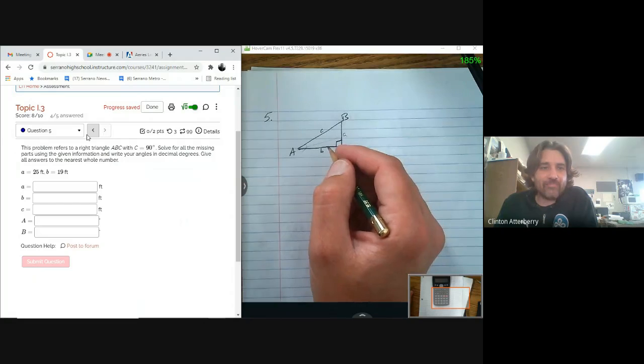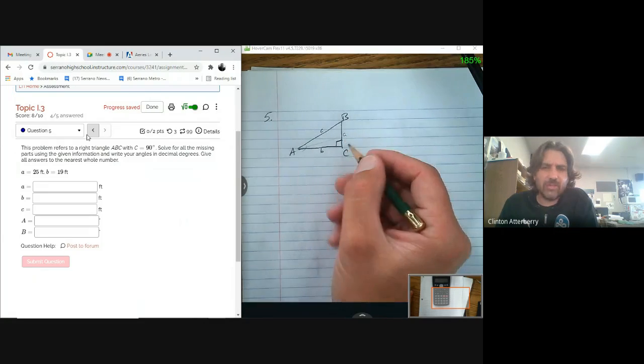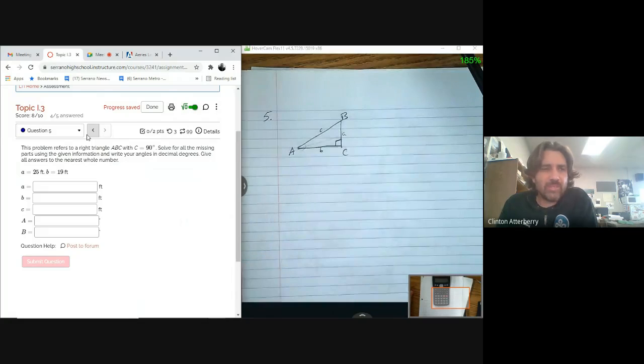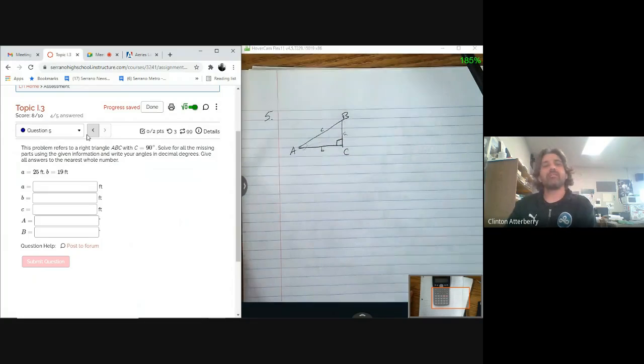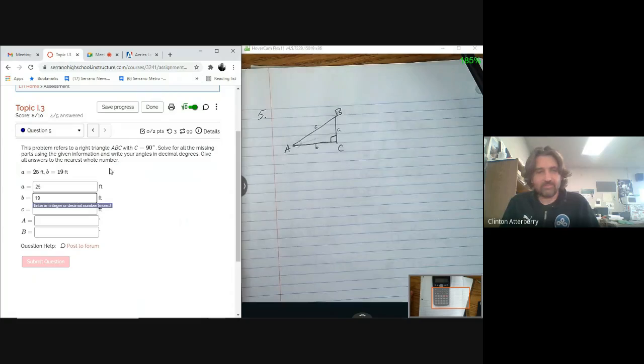So same question, the problem refers to a right triangle ABC with C equal to 90 degrees. Find all the missing parts using the given information and write your angles in decimal degrees. Give all answers to the nearest whole number. So a is going to be equal to 25, b is going to be equal to 19. Now we got to solve for c, A, and B.